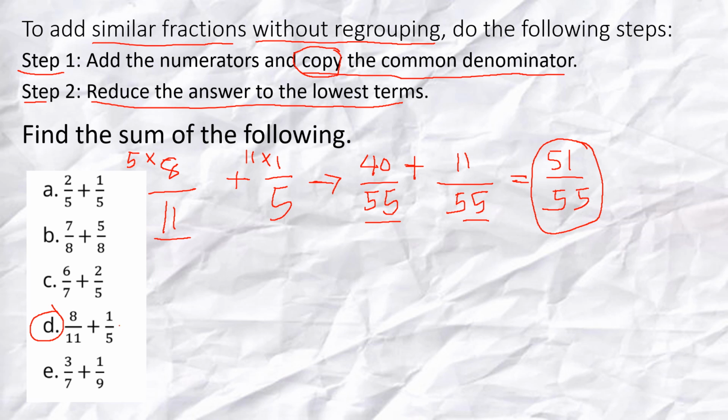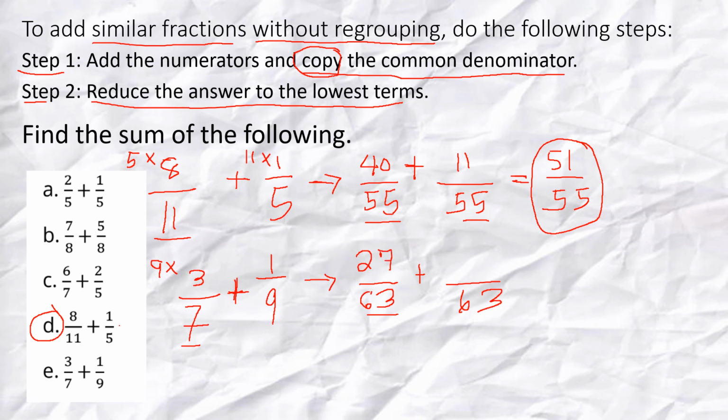And then we have the last one, which is letter E. So 3 over 7 plus 1 over 9. We can get the answer here by again changing this to similar fractions. The LCM of 7 and 9 is 63. 63 divided by 7 is 9. 9 times 3 is 27. 63 divided by 9 is 7. 7 times 1 is 7.